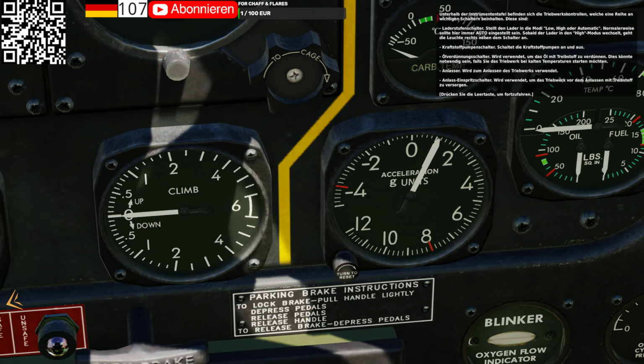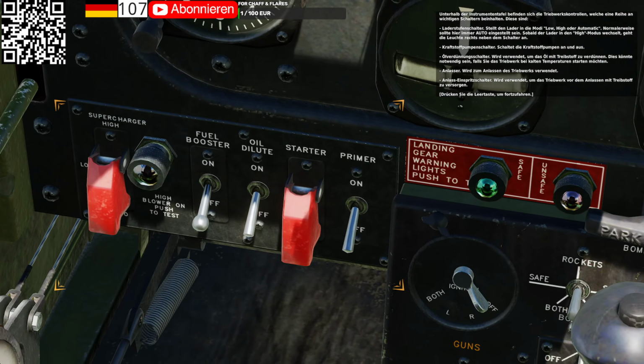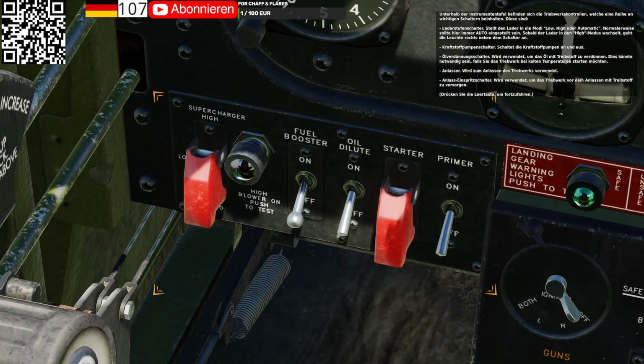Moving below the instrument panel, the engine control panel includes a number of important engine controls. These include the supercharger blower switch, which sets the supercharger to low, high, or automatic blower modes. Normally this should be set to auto. The jewel light indicator lights up when the supercharger kicks into high blower mode.